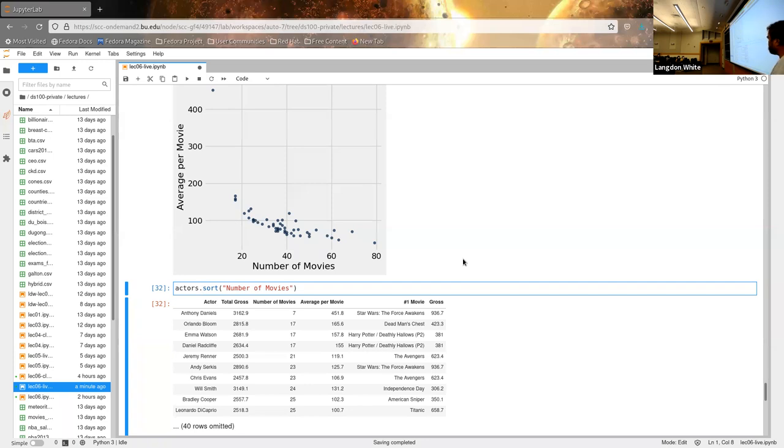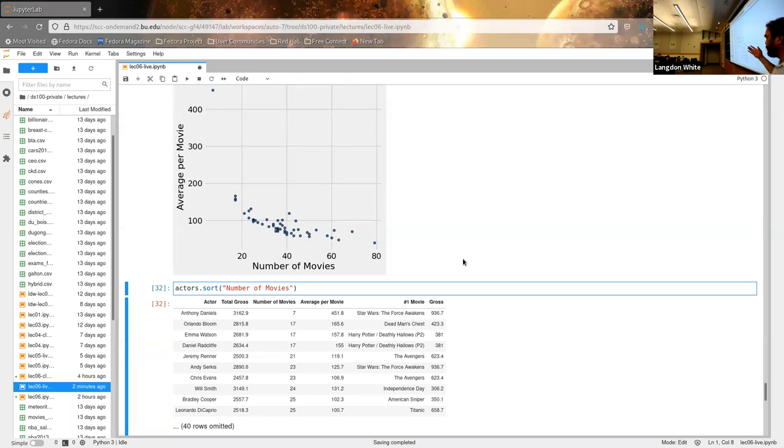Any other ideas? Using the same kind of logic, just different. Yeah, you can look at the average per movie, which would give you, theoretically, that they're making a lot per movie.